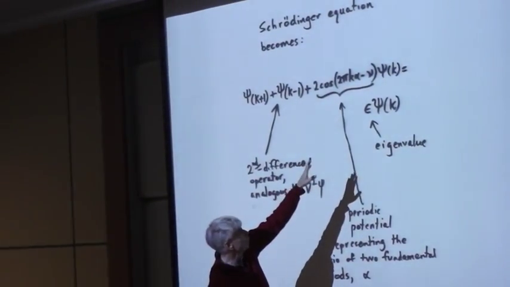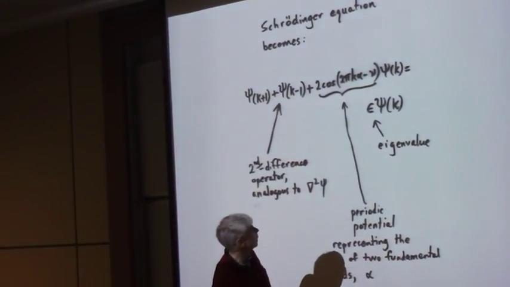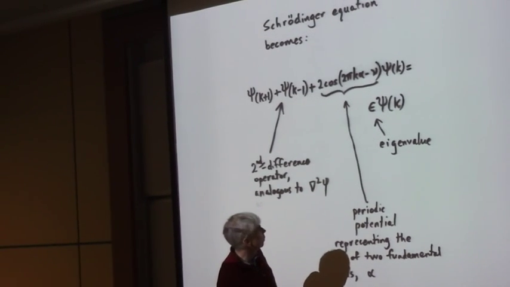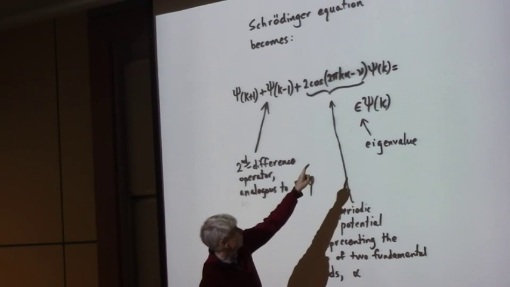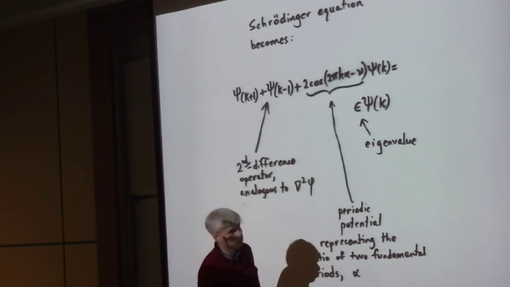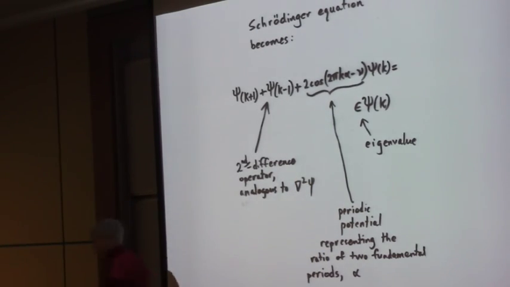So 2 pi is a constant. K is the spatial variable. Alpha is the magnetic field. And the nu is a little random extra thing that's not important for our purposes right now. I should have left it out. And epsilon would be the eigenvalue. That's the Schrödinger equation in this situation.